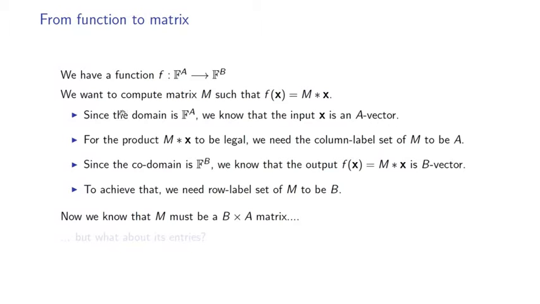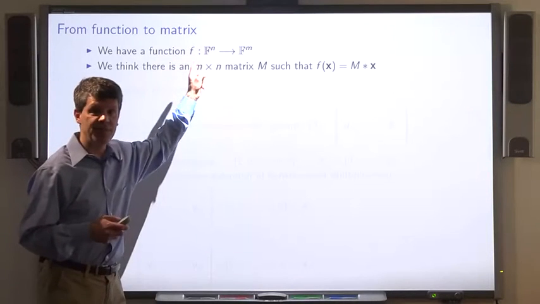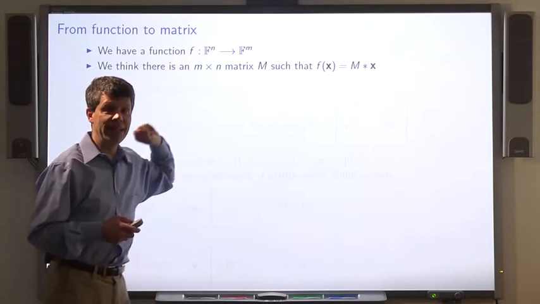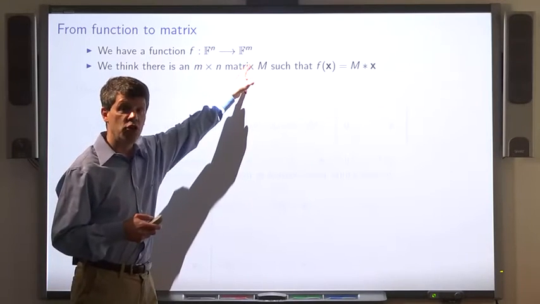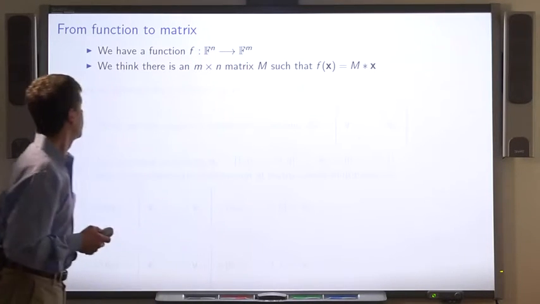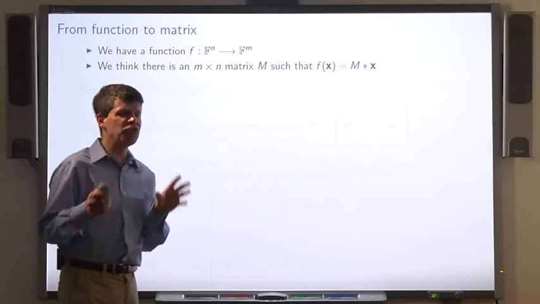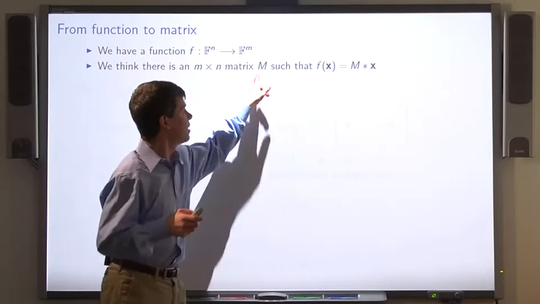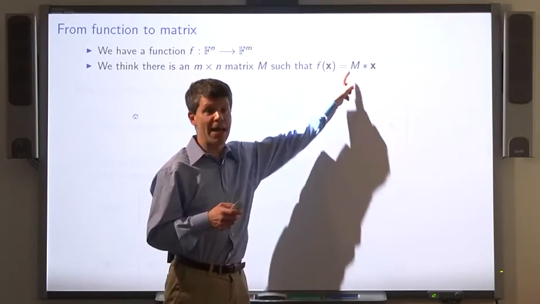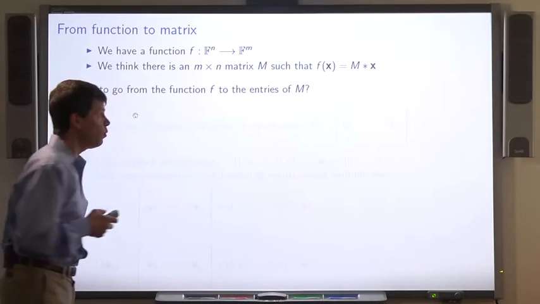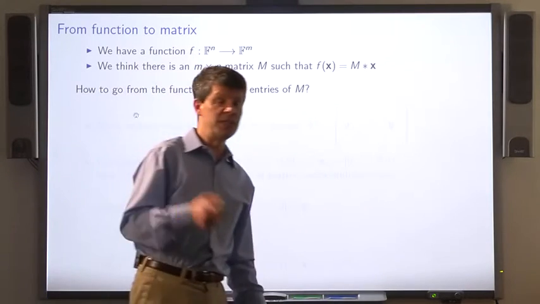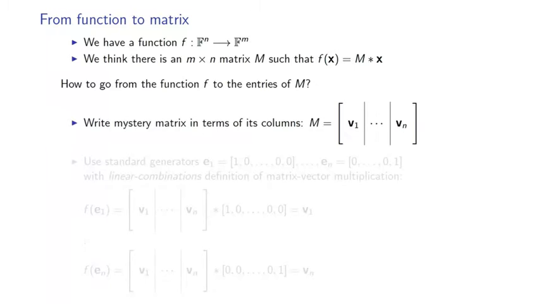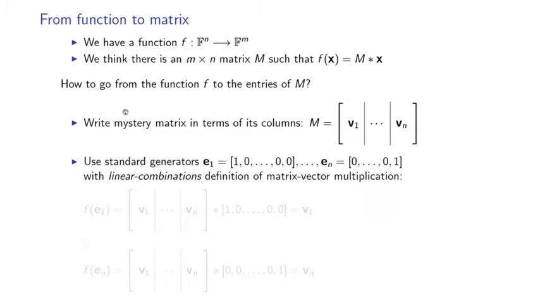Now, what are the entries of M? We have a function f, and let's say its domain is F^n and its codomain is F^m. We think there might be a matrix M such that f of x is equal to M times x. How can we find out what the entries of this matrix are? Well, we start by writing this mystery matrix in terms of its columns. Let's say those columns are indicated as v1 through vn.